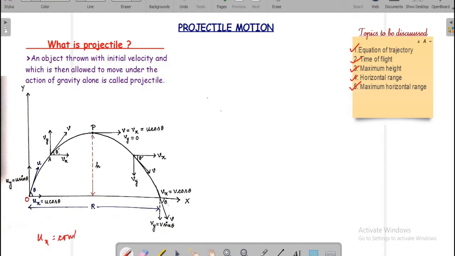Now the vertical component, uy is equal to u sin theta, changes with time under the effect of gravity. It decreases gradually and becomes zero at the highest point, then again increases till the projectile hits the ground. Now let's find out the equation of trajectory. Number one, equation of trajectory.